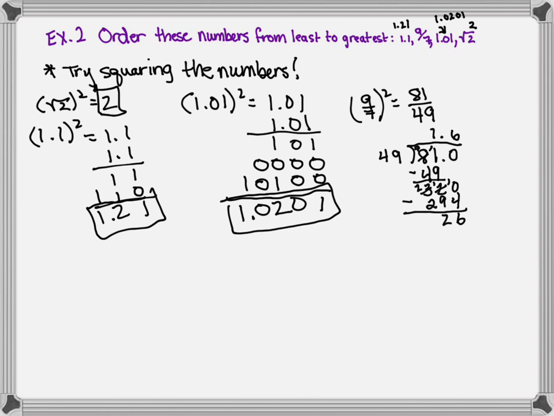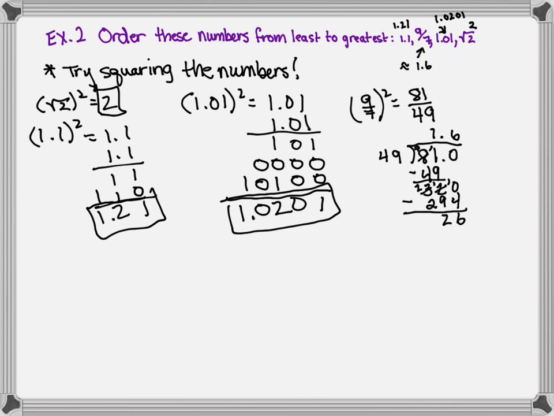So this does not equal exactly 1.6. It will keep going. I can keep adding decimals, but this is different enough from the numbers that we already have for us to figure out where it will fit when we're trying to order this. So this (9/7) squared will give us approximately 1.6.